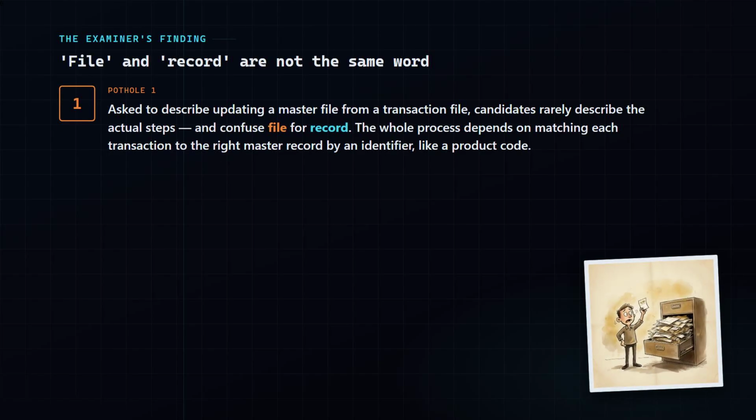Asked to describe updating a master file from a transaction file, candidates rarely describe the actual steps, and they confuse the word file for record. The entire process depends on matching each transaction to the right master record by an identifier, like a product code. Miss that, and there's no process left to describe.